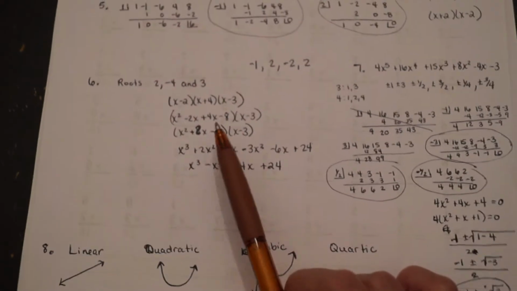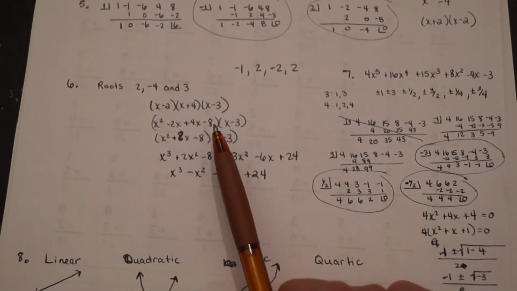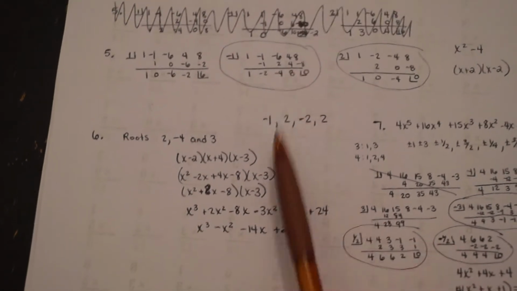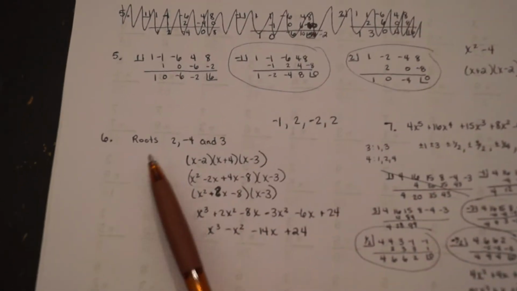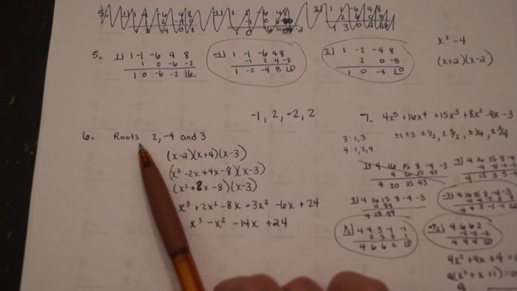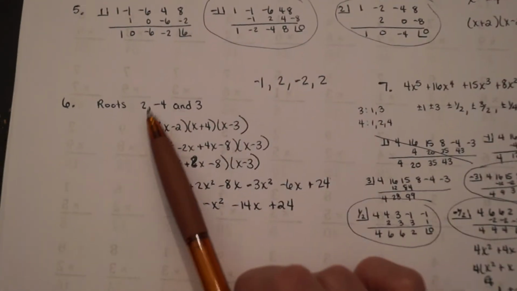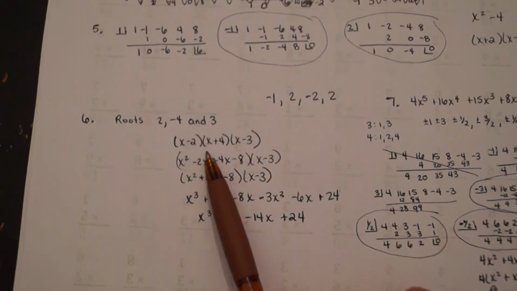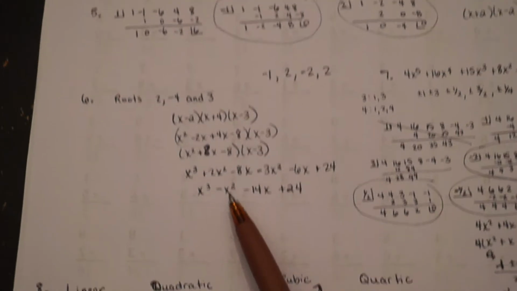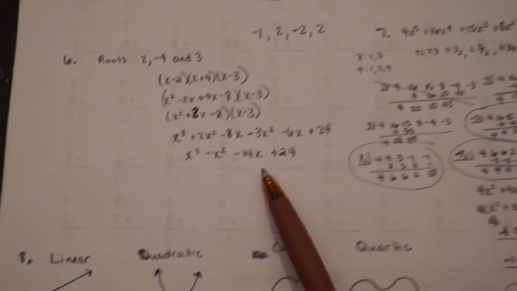All right. Number 6 just said find all the roots, which is a really lengthy process, but I take it back. Number 6 gave me the roots and asked me to multiply it all out. So that's what I did. My 3 numbers that it gave me were 2, negative 4, and 3. So I did x minus 2, x plus 4, x minus 3, and I just multiplied it all out, simplified until I get my final answer.